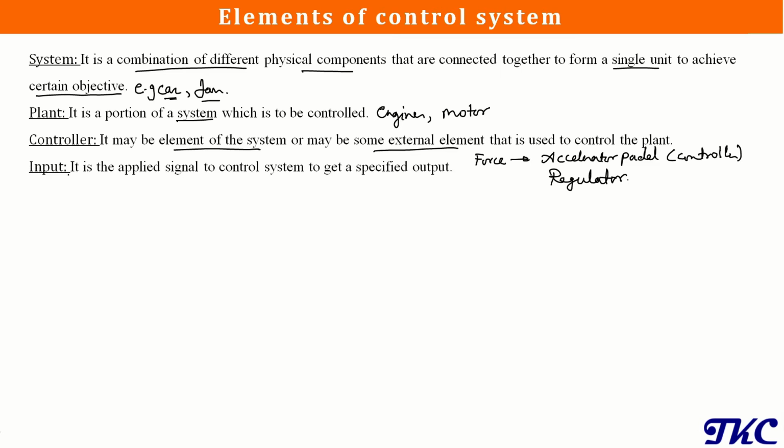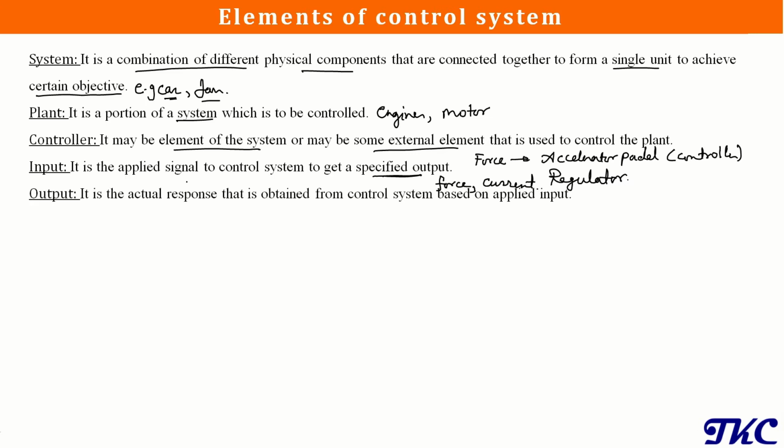Next we have input. Input is the applied signal to control a system to get the specified output. In the first example, that is the car, our input will be the force that we apply. And in the second case, that is the fan, the amount of current that flows through the fan will be the input.